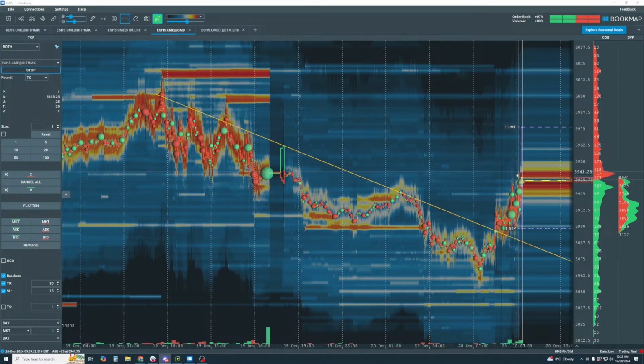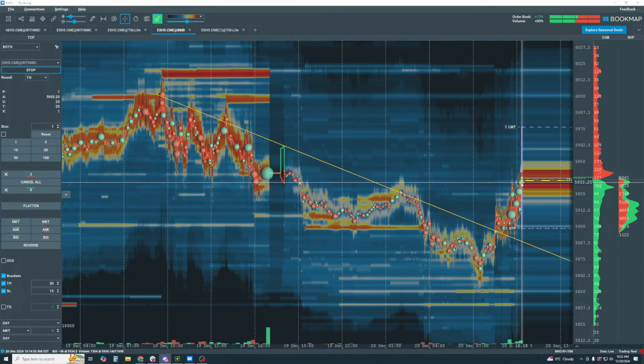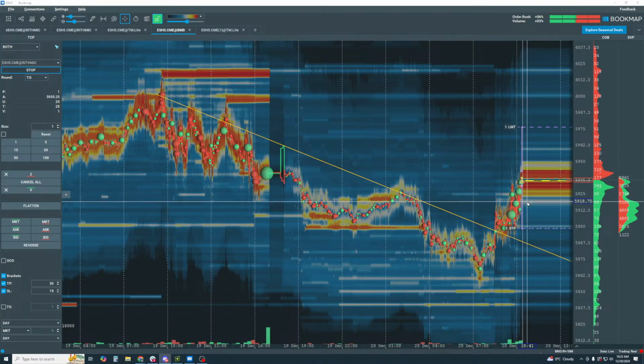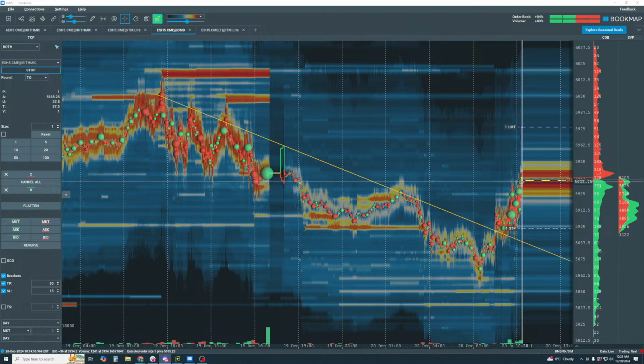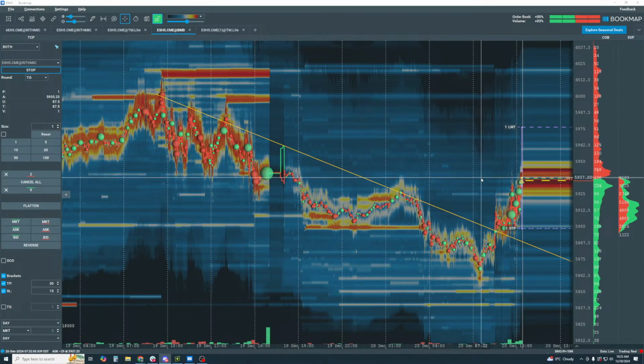Now I might be a little late to the party here because of the timing of the day, but we'll see. I just wanted to jump in here and show you that you can trade off of these much higher time frames and manage your stops this way as well.